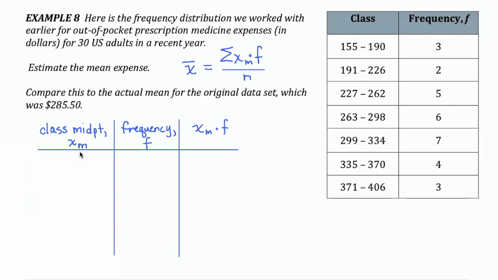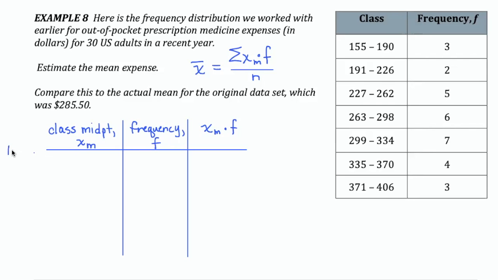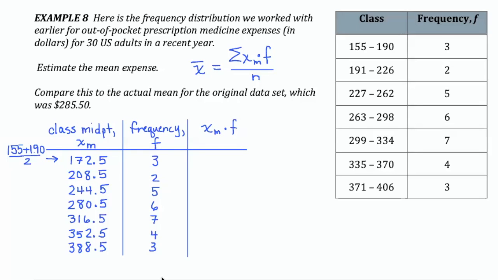So to begin with, I find my class midpoints. That's done by taking the lower and the upper class limits, adding them and dividing by 2. So for the first one, I would calculate 155 plus 190 and divide by 2. And that gives me a midpoint of 172.5. I'm going to continue doing that down the rest of the column for each class. I've completed my midpoint column, and I've transferred from the table the corresponding class frequencies.